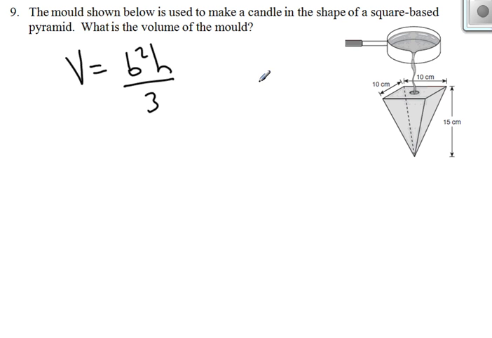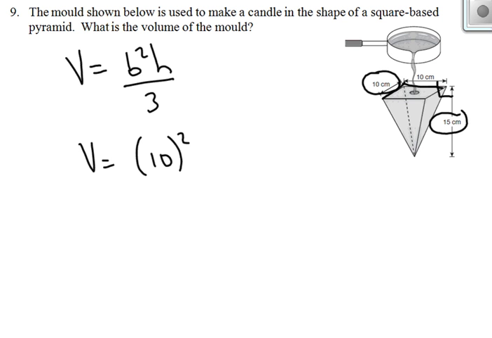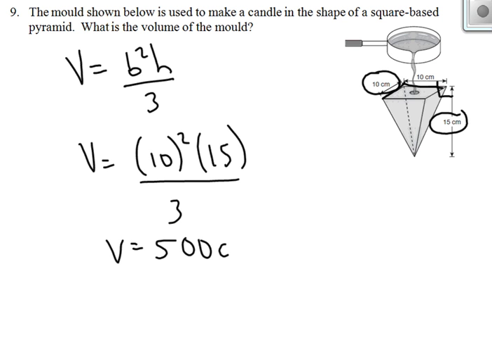B, so in a square-based pyramid, B is the length of the square base. So in this case, the length is 10. H is the height, and it must be measured perpendicular to the base. So in this case, the height is 15. So this is a really straightforward question. All the information we have is directly given in the diagram, and it's just a case of substituting and using our formula correctly. So 10 times 10 times 15 divided by 3, so it's a volume of 500 cubic centimeters. A nice straightforward question for once.